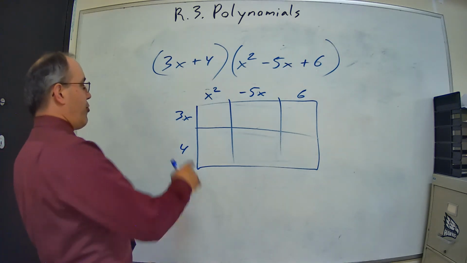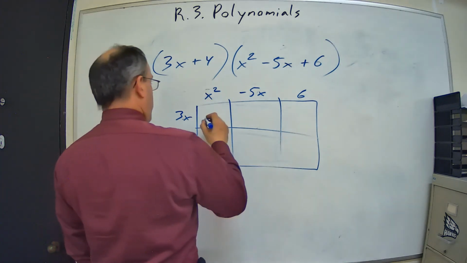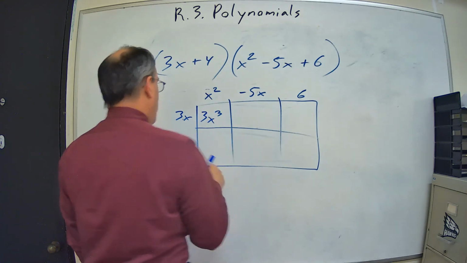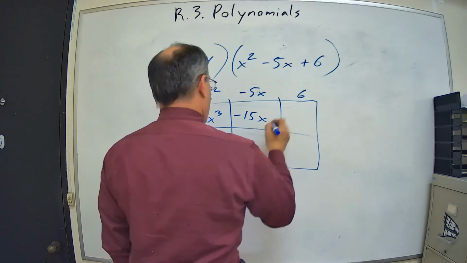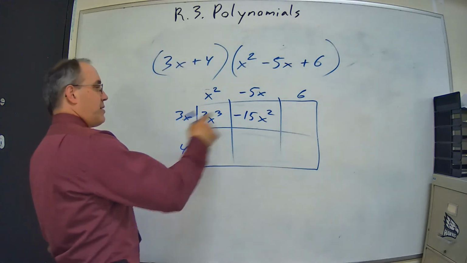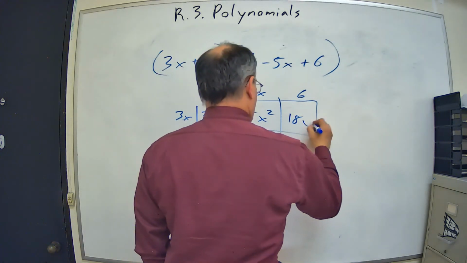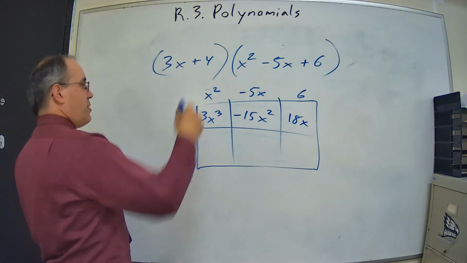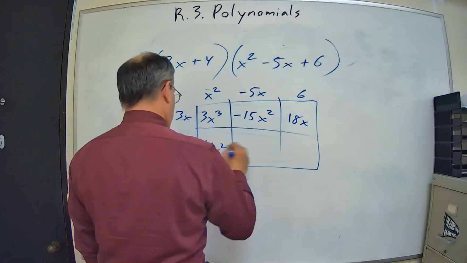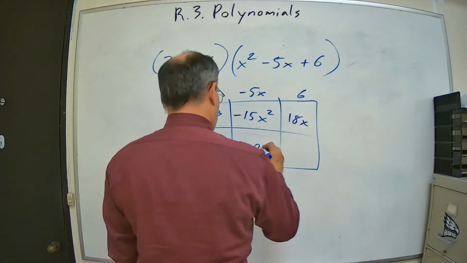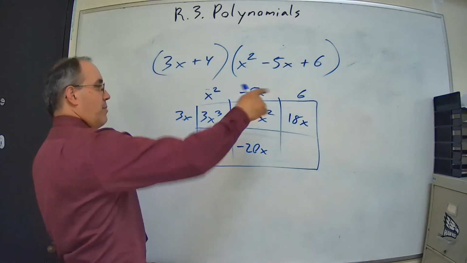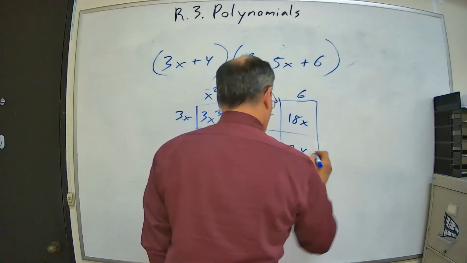So now I can go through. 3x times x squared gives me 3x cubed. 3x times negative 5x gives me negative 15x squared. 3x times 6 gives me 18x. 4 times x squared gives me 4x squared. 4 times negative 5x gives me negative 20x. And 4 times 6 gives me 24.